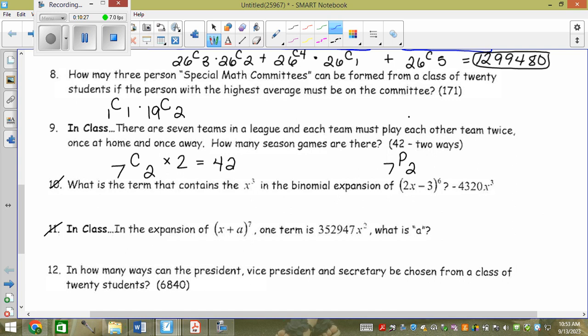7p2 only works if they play 2 games because it treats it like there's order, so it gives it a home and away. So if they play 2 games, you could just go 7p2 and you'll get the same answer. But if they play 3 games, you'd actually have to go 7p2 times 2, take off half of that because they can't play an odd amount of games.